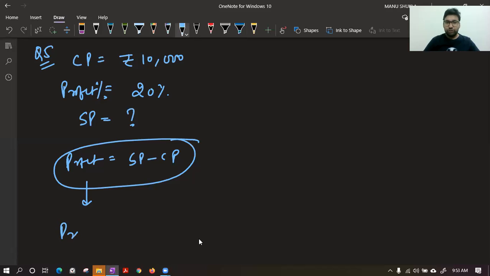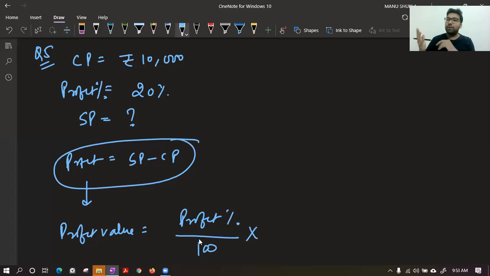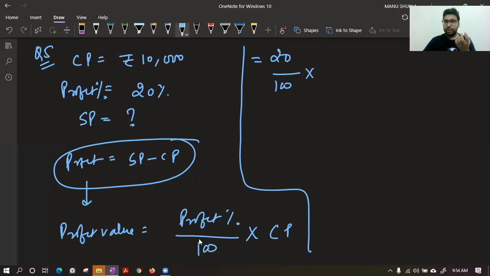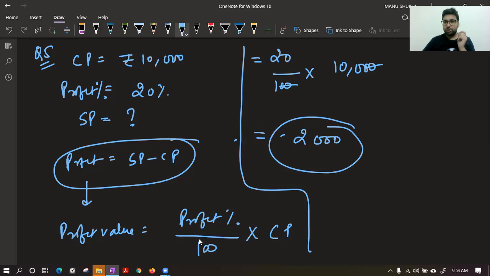So profit value is given by profit percentage. Whenever we have percentage in the starting, we divide by 100. So profit percentage by 100 and multiply with the original thing, like we have done till now. And what is the original thing in this case? Cost price. So percentage is 20 upon 100 multiplied with cost price, that is 10,000. You can see now I'm not putting the percentage sign because it is a value. Now solve it. The zeros will cancel and you have 20 into 100. 2,000 rupees is your profit value.